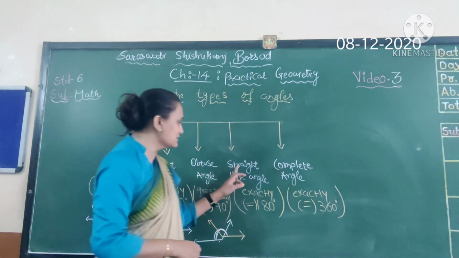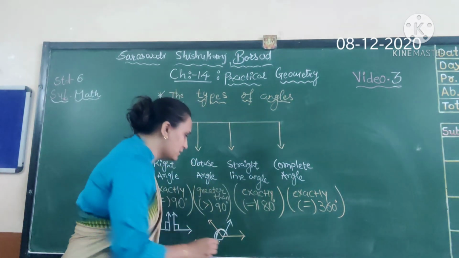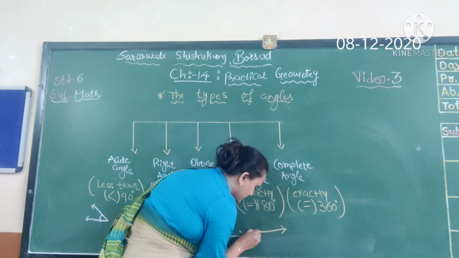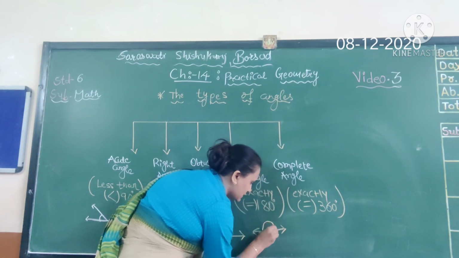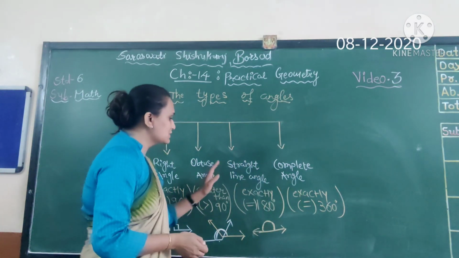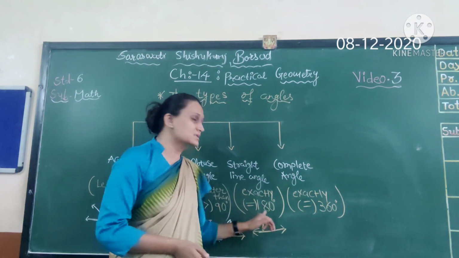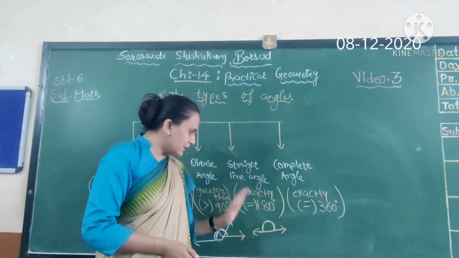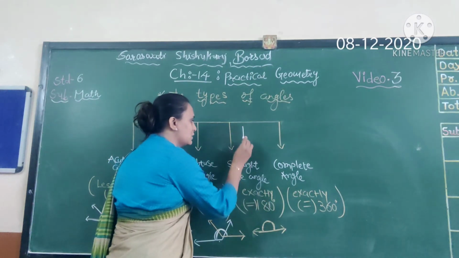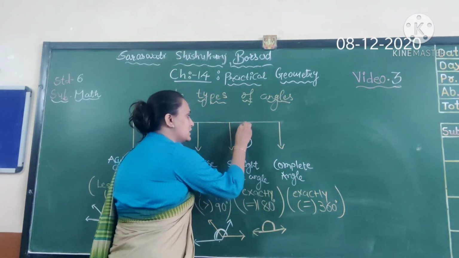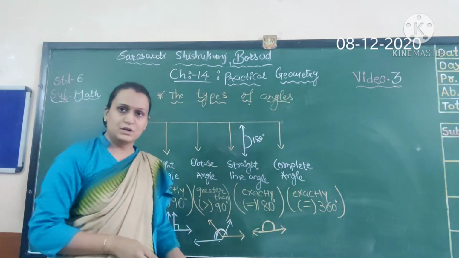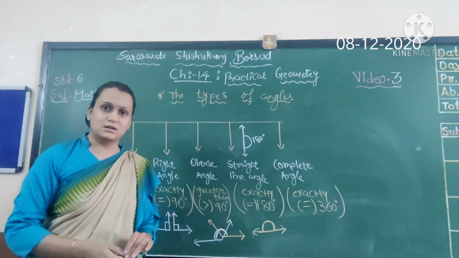Now the next one is straight line angle. Straight line means like this. If you are using a straight line and you are measuring these angles, so the straight line angle always measures 180 degree. 180 degree is always known as straight line angle. Wherever you are drawing or using any straight line, it is always 180 degree. That's why it is known as straight line angle. Or we can say it is a semicircle.